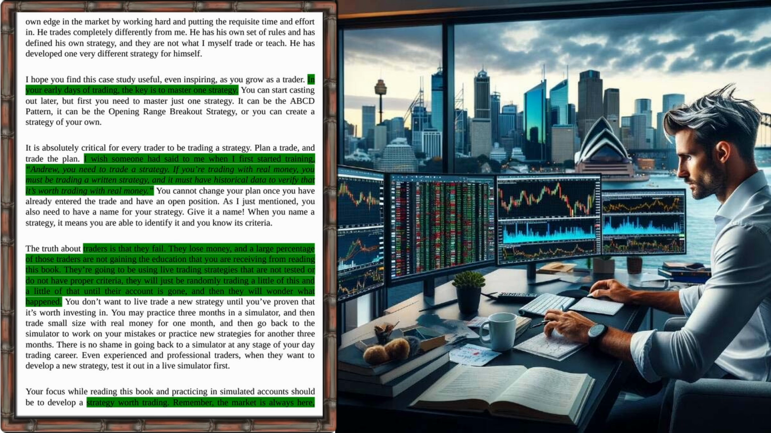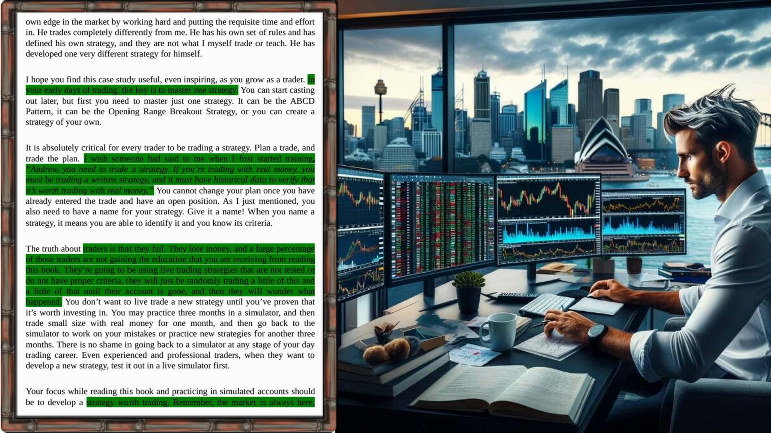I hope you find this case study useful, even inspiring, as you grow as a trader. In your early days of trading, the key is to master one strategy. You can start casting out later, but first you need to master just one strategy. It can be the ABCD pattern, it can be the opening range breakout strategy, or you can create a strategy of your own. It is absolutely critical for every trader to be trading a strategy. Plan a trade and trade the plan.